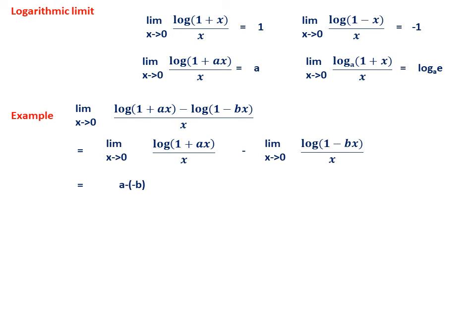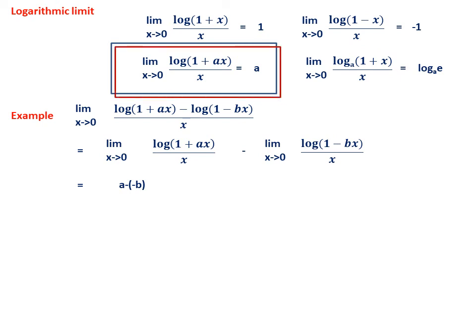First one is a, because limit of log of 1 plus ax by x is a. Second one is minus b, because log of 1 minus bx by x is minus b. Therefore a minus minus b, so a plus b is the answer. A plus b is the answer. So this is the example. As I told you, this can also be done by applying L'Hospital's rule.